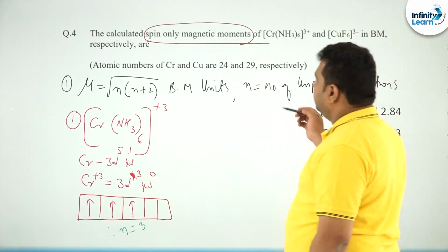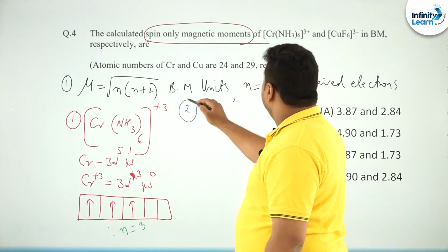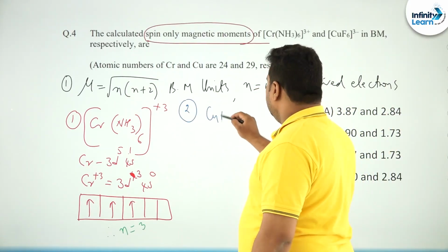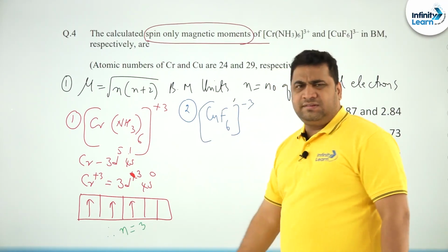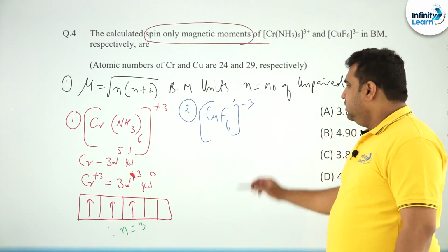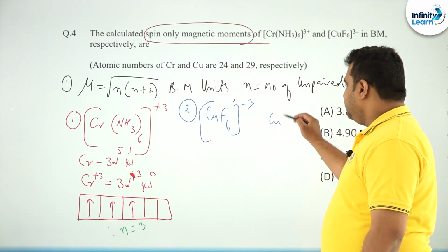Now moving to the second interesting question, where is it, yeah, CuF6 to the power minus 3. This is slightly interesting. Why? Because here you can see copper is in plus 3 oxidation state.